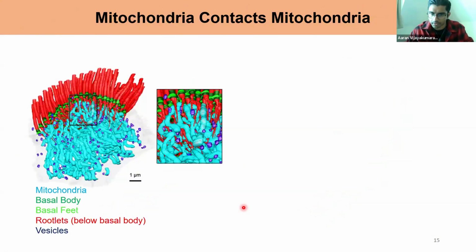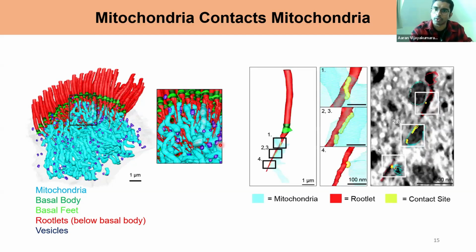But our most interesting finding was that the mitochondria form contacts with the rootlets that emanate from the basal body close to the apical surface. Now, as you can see, the rootlets are separate from each other. They don't intertwine with each other, making us assume that these are meaningful contacts.